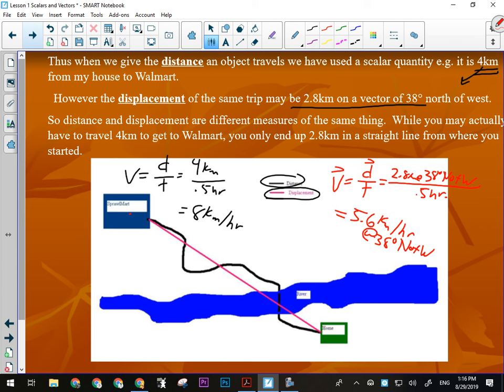Remember, displacement is my change in position. And I started at my house, and I ended at my house. So I didn't change my position at all. I ended up back where I started. So my displacement is now 0.